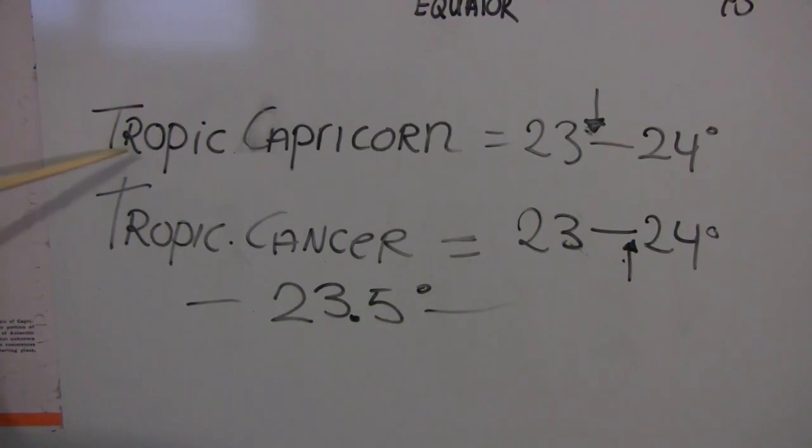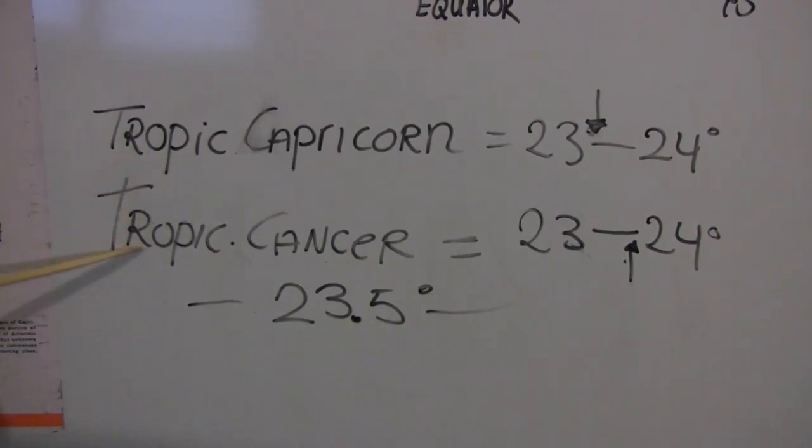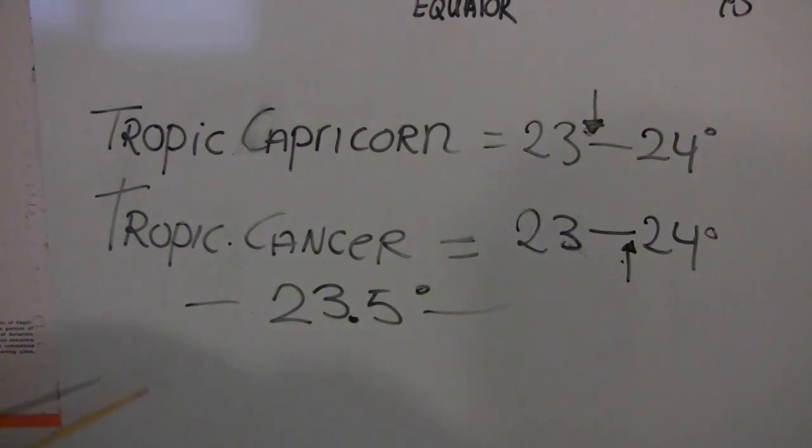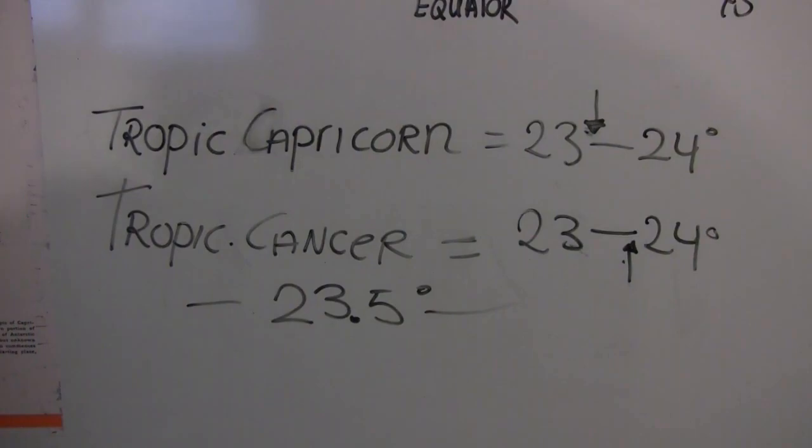I measured the Tropic of Capricorn between 23 and 24 degrees. Tropic of Cancer also between 23 and 24 degrees. So I had to search the internet and found it should be 23.5 degrees. Let's find out what the Gleason's map has to say.